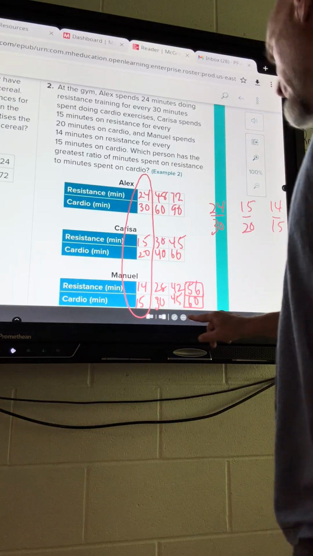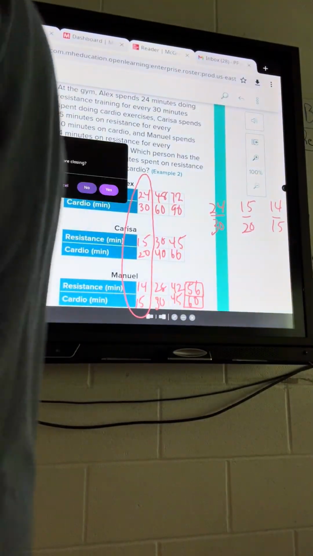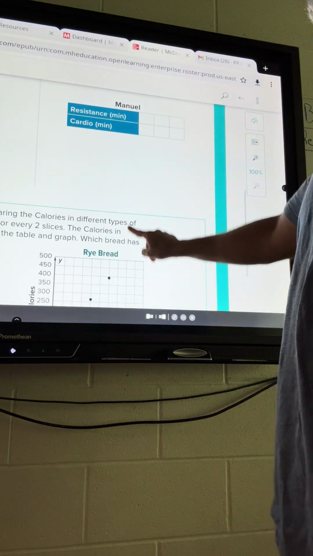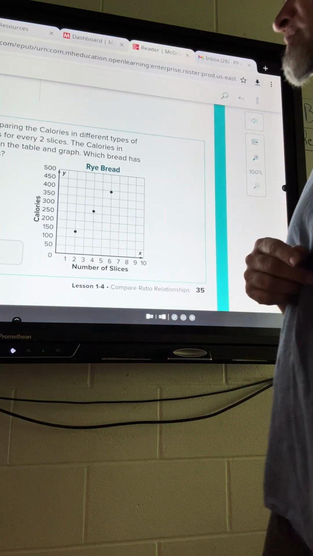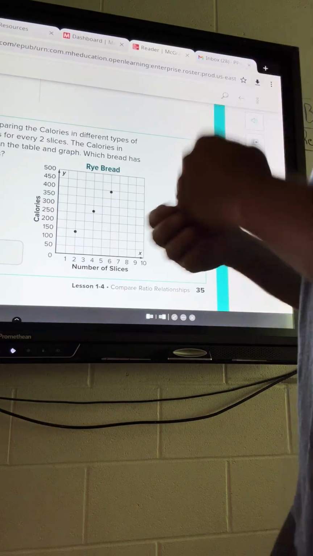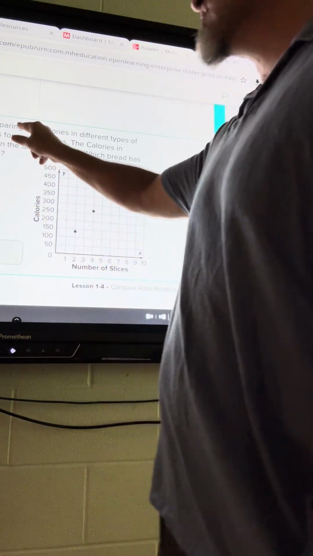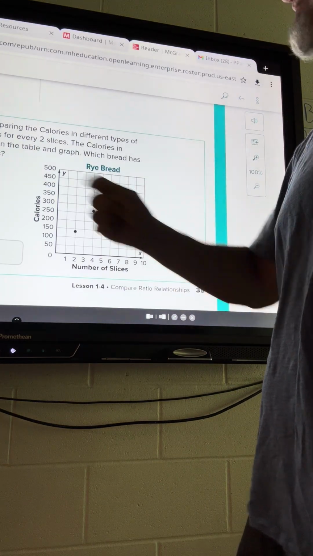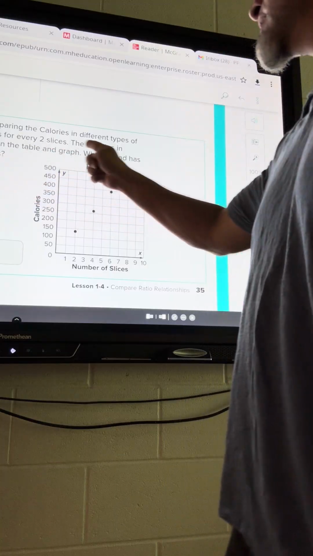All right, next one. You had to do 1, 2, 3, 5, and 8. So number 3, I'm gonna kind of let you do the work on this one. Which bread has the greatest ratio of calories to slices? So this is really just like number 1. They give you one bit of information for the wheat bread, then the white bread, then the rye bread.